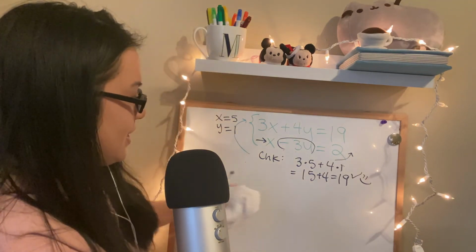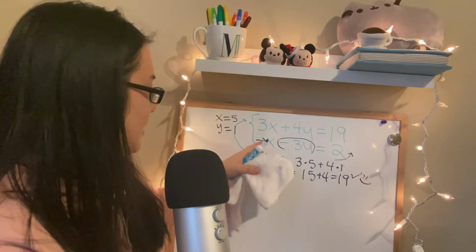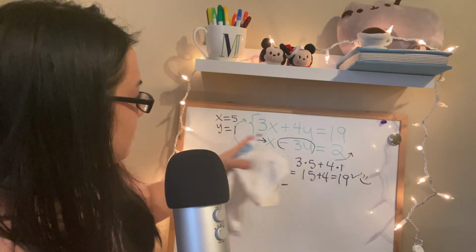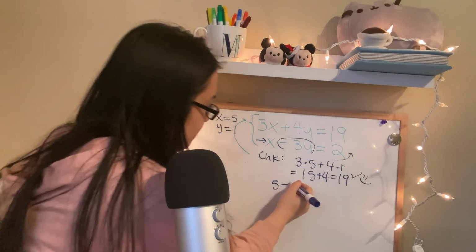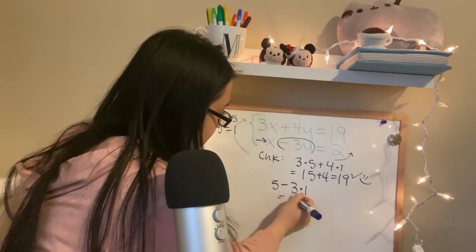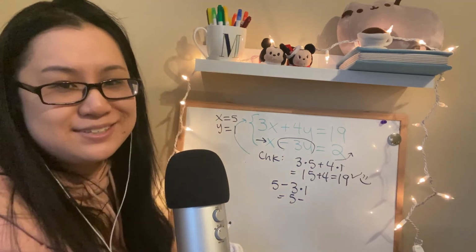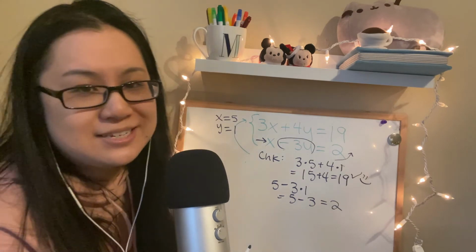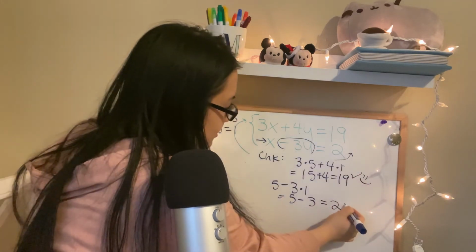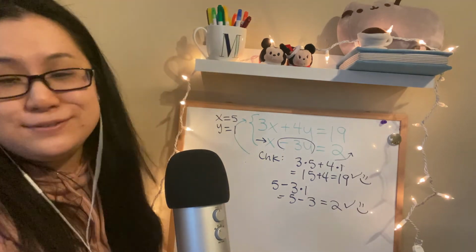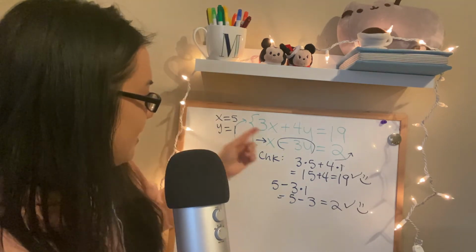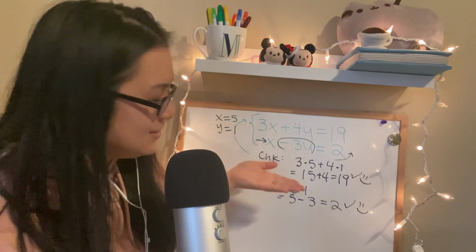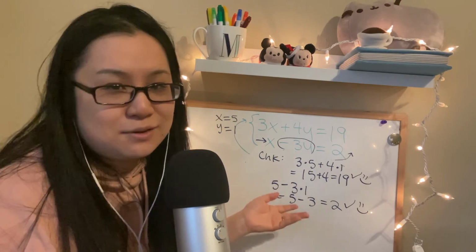Good job. And then we also want x, which is 5, minus 3 times 1, 3 times y. 3 times 1 is 3. And 5 minus 3 is 2 indeed. Good job. So our two values are correct: x being 5, y being 1. In this case, the numbers are quite nice. I picked them, so I thought so.